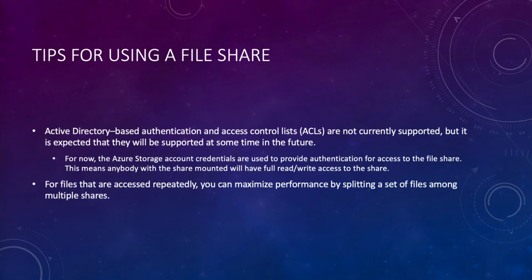And finally, last but not the least, for the files that are accessed repeatedly, you can maximize performance by splitting a set of files among multiple file shares. And the reason is because the speed is limited to 60 megabytes per second. You have to remember that it is going to be your maximum speed per share, and that 60 megabytes per second basically is all you have. So now if you break it down into 2 shares, you basically are increasing the speed all the way up to 120 megabytes per second, and that's what to actually consider.